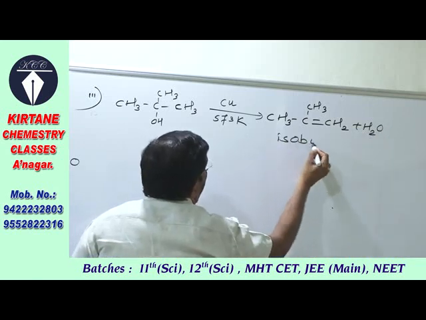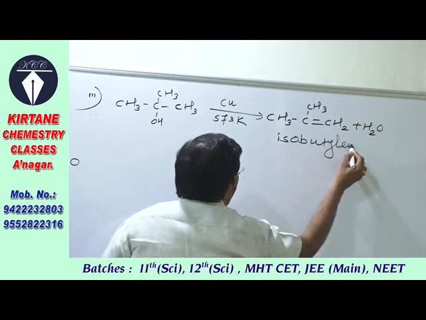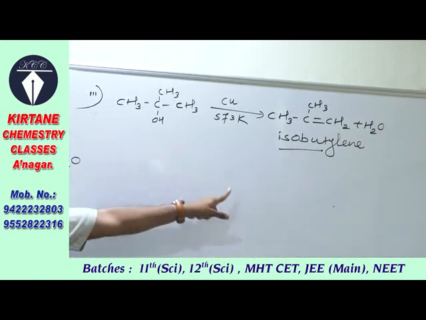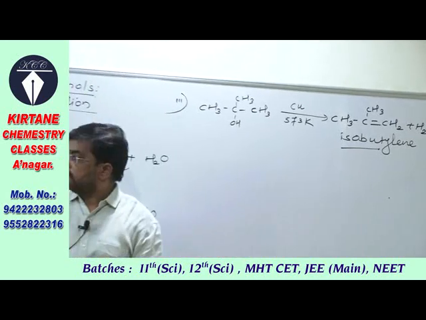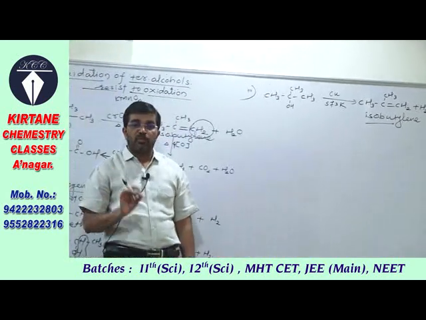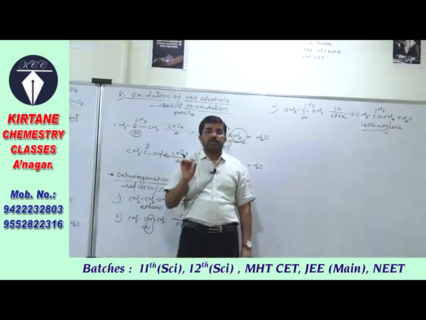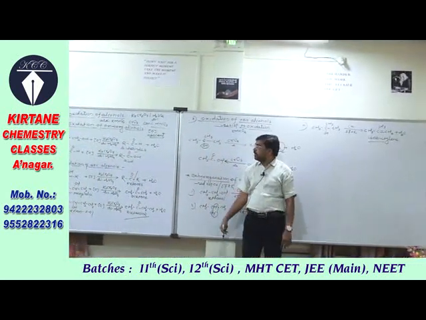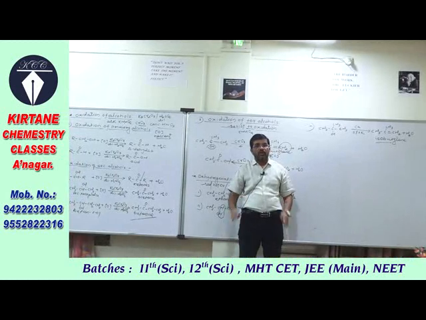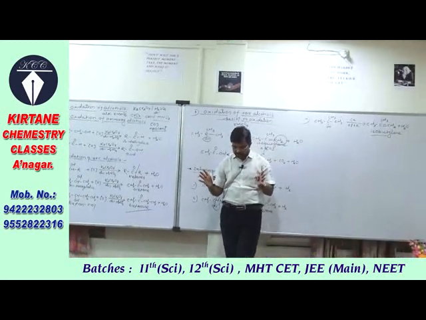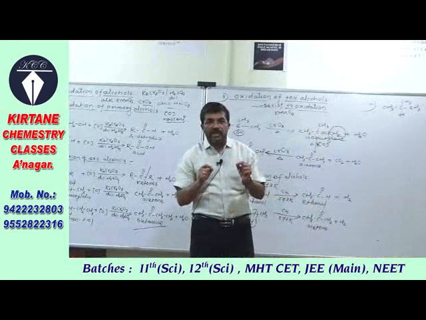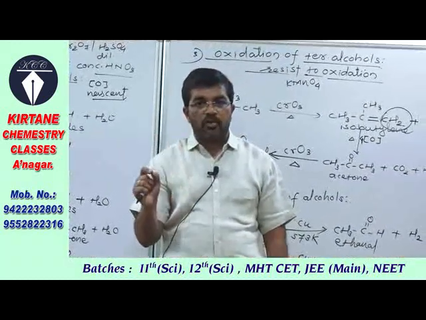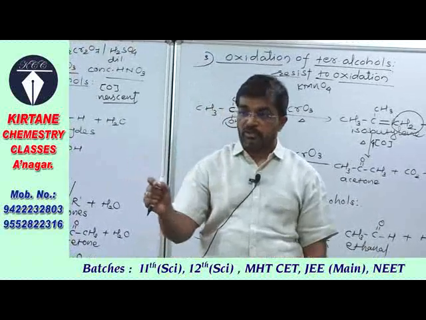So tertiary alcohol gives alkene, that is tertiary butyl alcohol gives isobutylene, and these are nothing but the chemical properties of alcohol or the reactions of alcohol. So it was the last reaction, that is oxidation of alcohol. Means a question can be asked in this way: how will you distinguish between N-propyl alcohol and isopropyl alcohol?